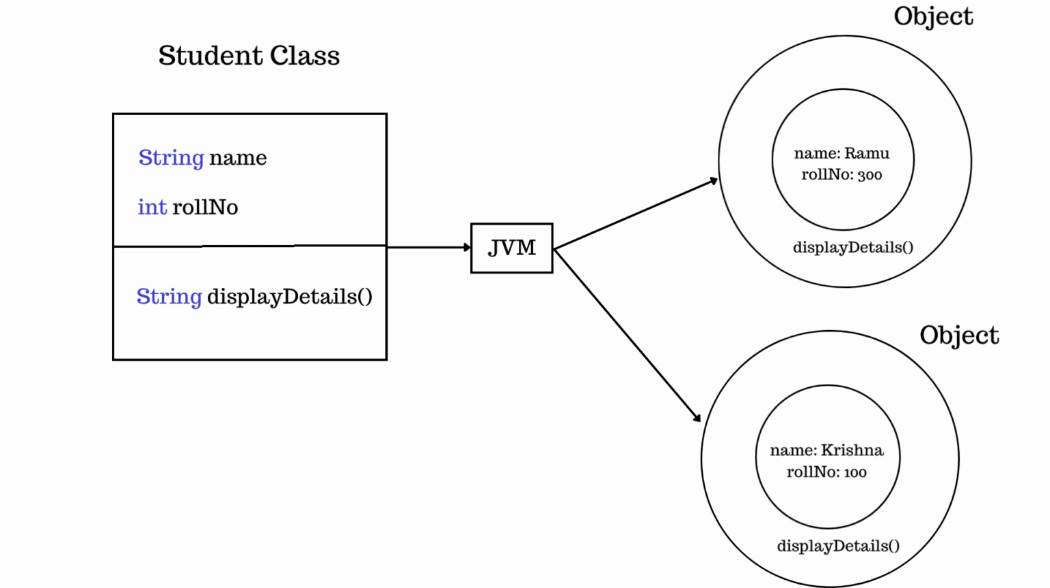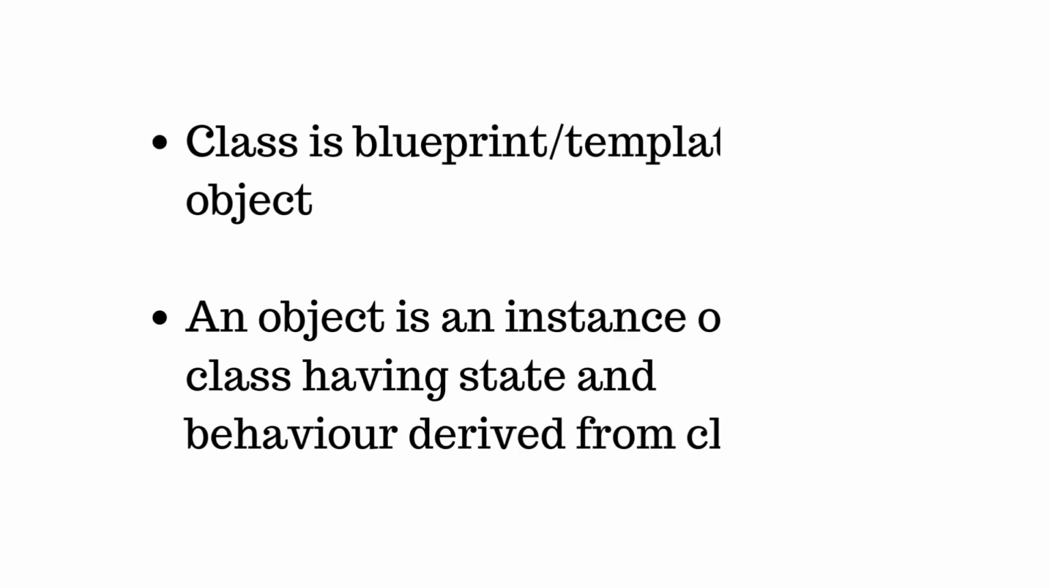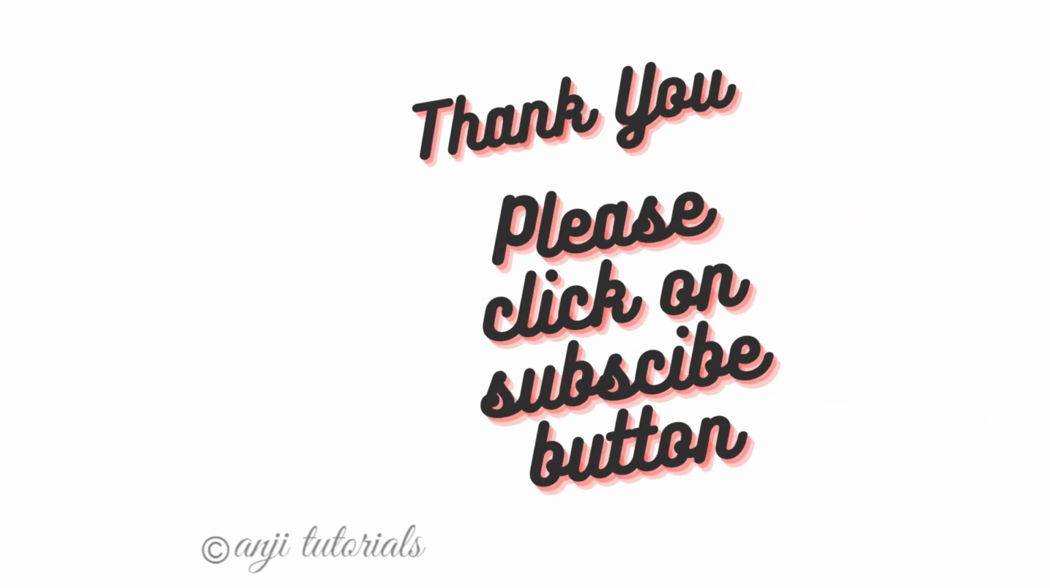as 300 and 100. In summary, a class is nothing but blueprint of a object, and object is instance of a class having state and behavior.